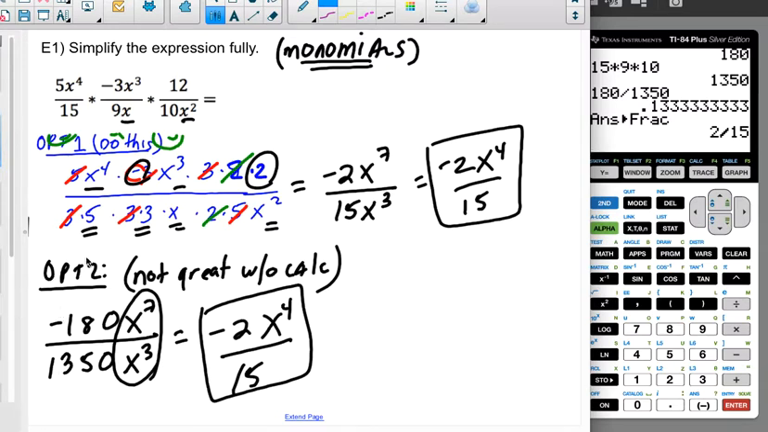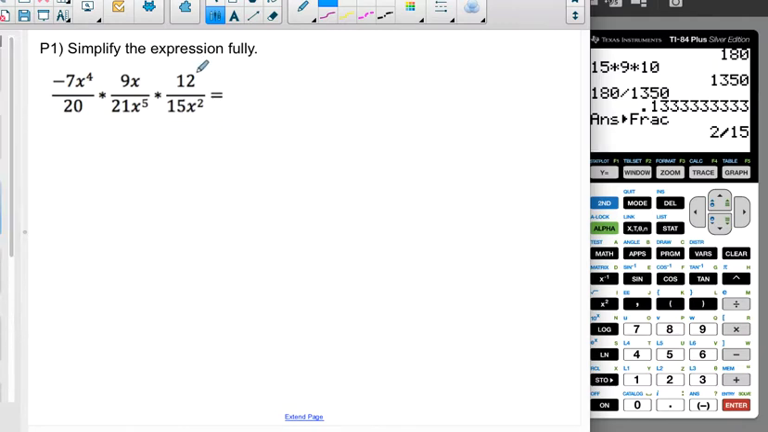So again, it's okay to try this, but I would suggest that you make sure you know how to do it without a calculator. All right, go ahead and try P1, and then we'll walk through it in a second. So pause me if you want to do it by yourself.